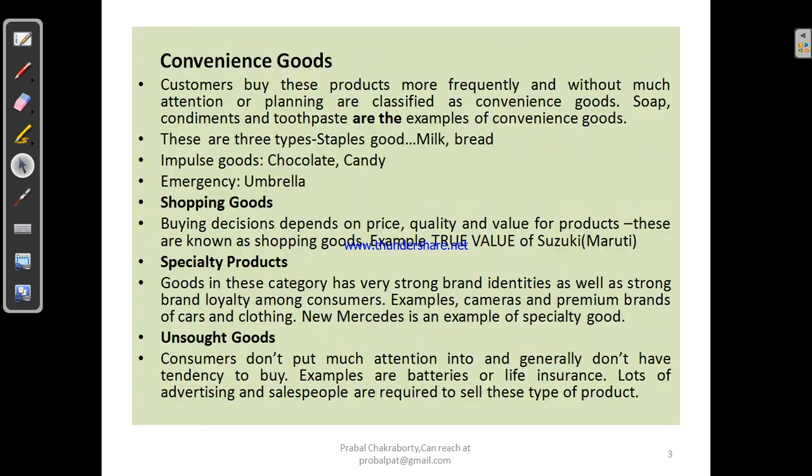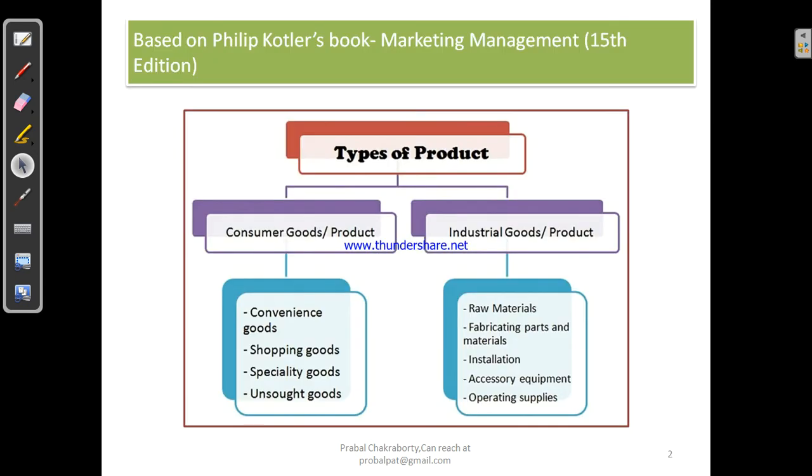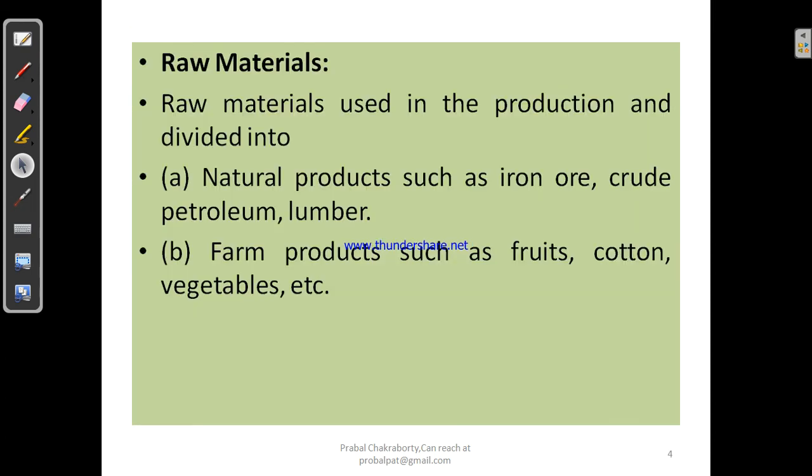Now the important thing is that we have to think about the other part also, that is industrial goods as well as products. That is basically divided into raw materials, fabricating parts and materials, installation, accessory equipment, operating supplies. Now I come to raw materials. What is raw materials? Raw materials is basically used in production.